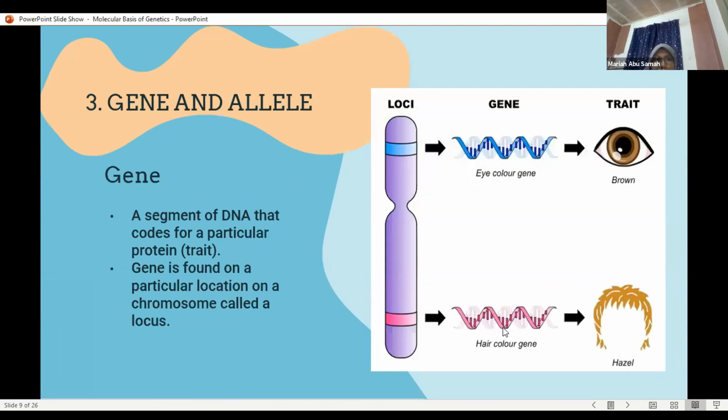Gene is a segment of DNA that codes for a particular protein or trait. Gene is found on a particular location on a chromosome called a locus. So in a chromosome, there are many loci. So each locus locates a gene that codes for a particular trait. For example, eye color gene is localized in chromosome 16, while hair color gene is localized in chromosome 6. Eye color gene in chromosome 15 and hair color gene in chromosome 16.